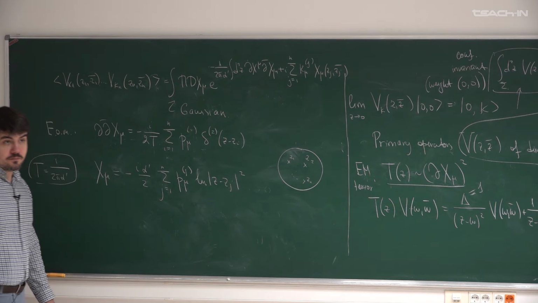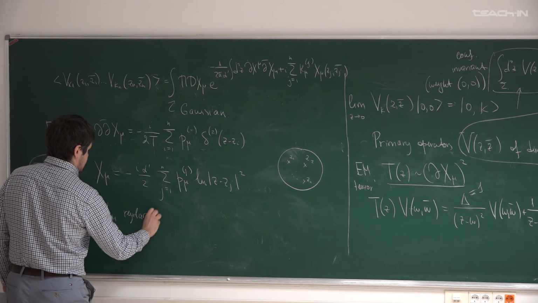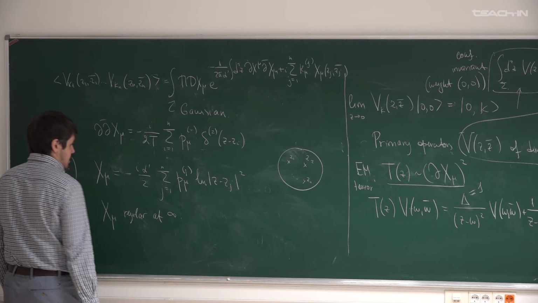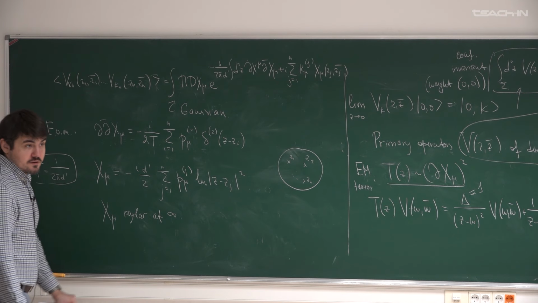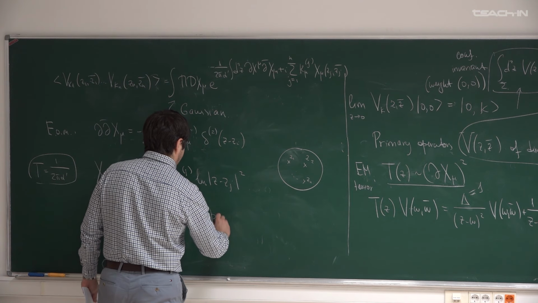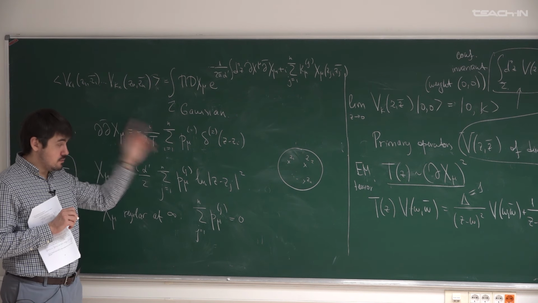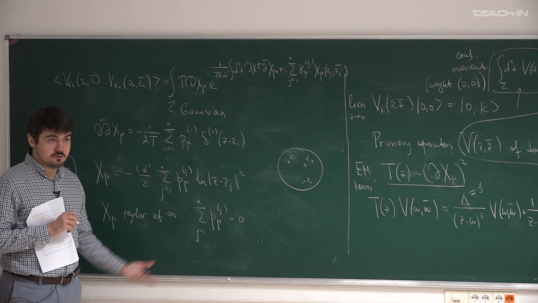So it's natural to assume that X^μ is regular at infinity. But that means that the sum of the momenta is 0, right? Because that's the coefficient in front of log modulus z squared. So if it's not 0, then it has a logarithmic singularity at infinity.